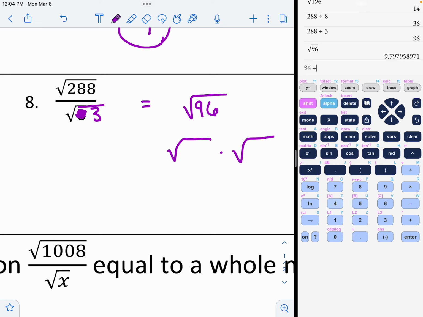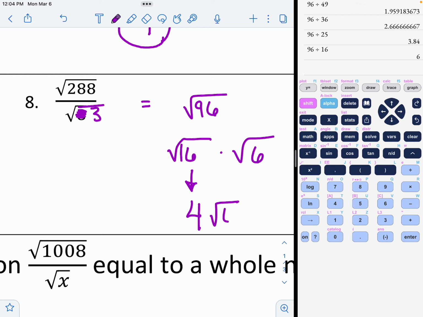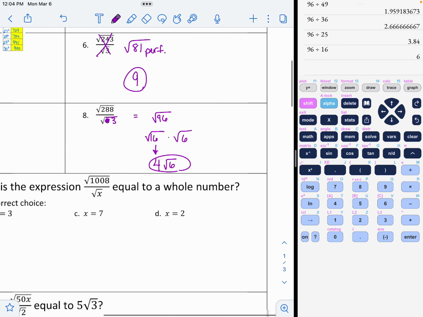So you can do like 96 divided by 49, 96 divided by 36, 96 divided by 25, 96 divided by 16. We've been doing this for a long time, so hopefully you know that process there. The square root of 16 is 4, and the square root of 6 hops down. Okay, now for number 9.